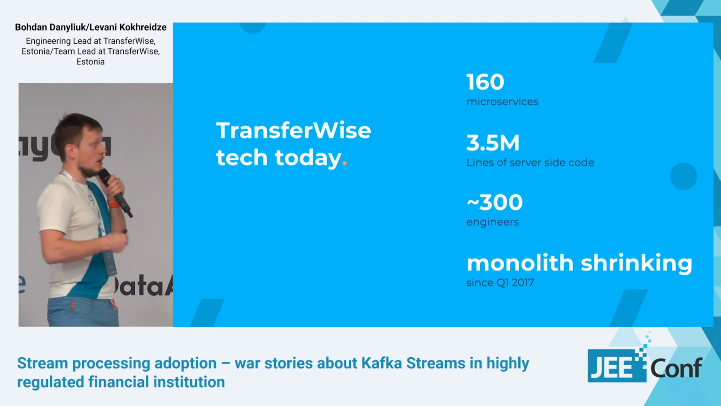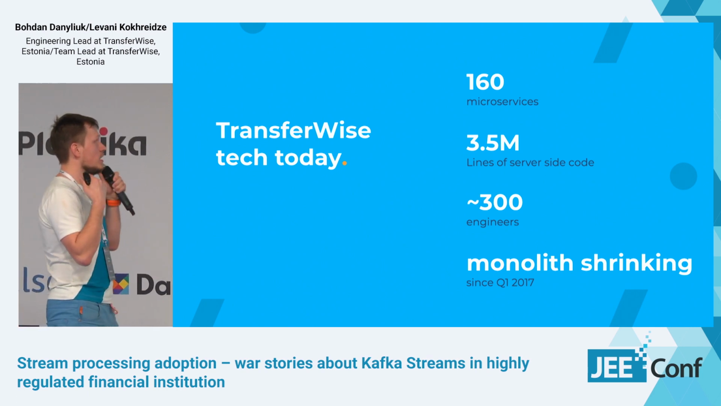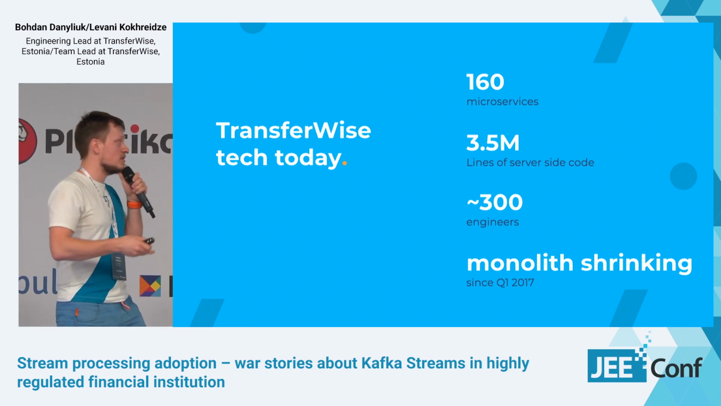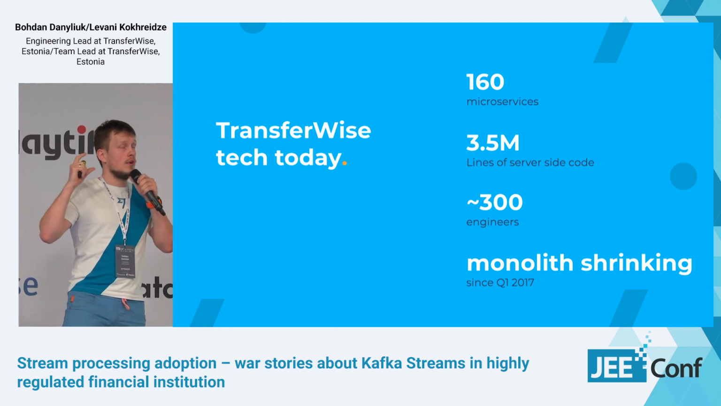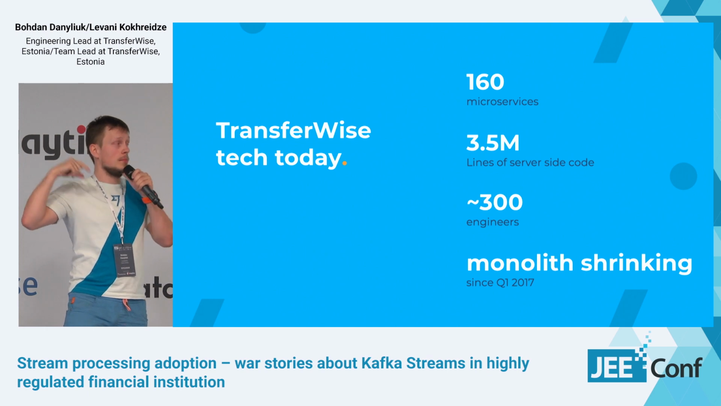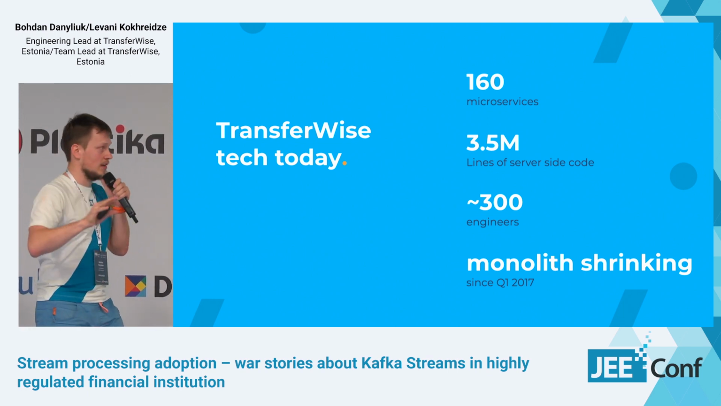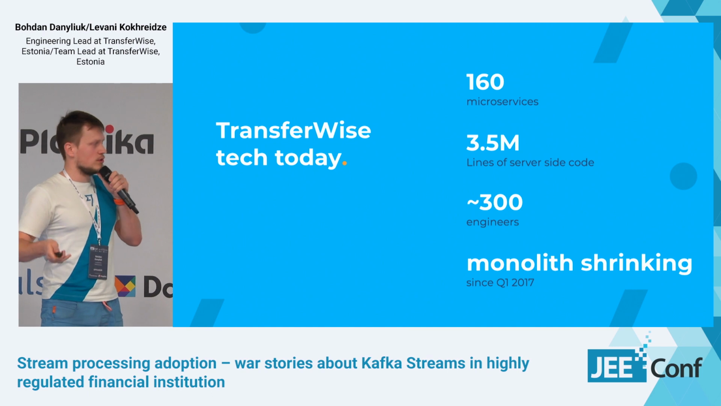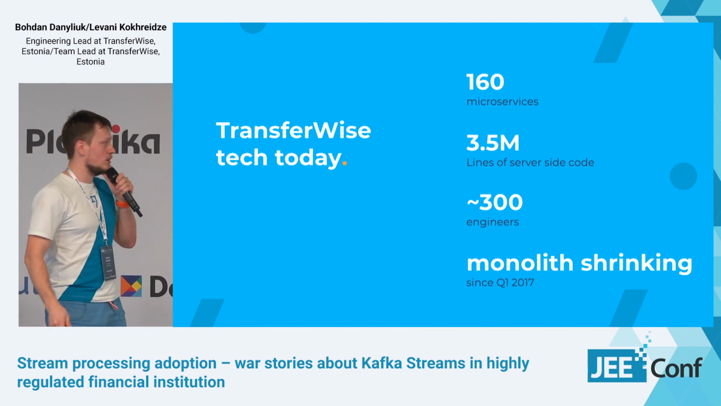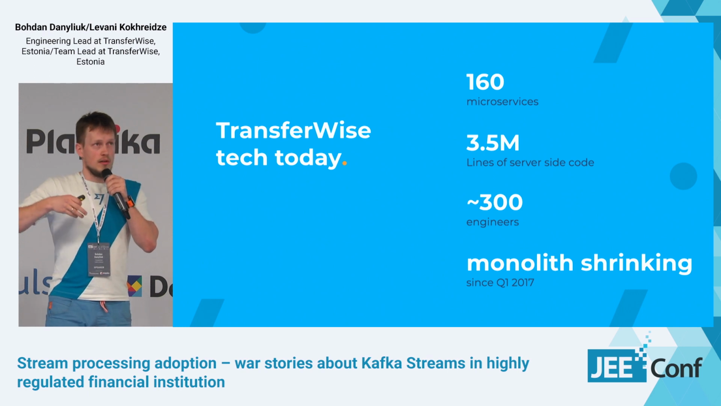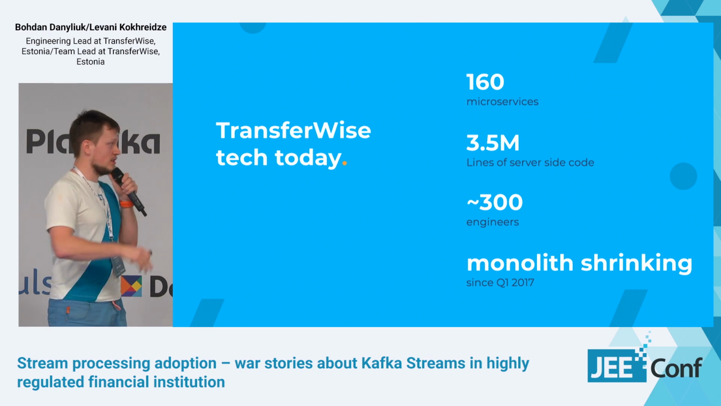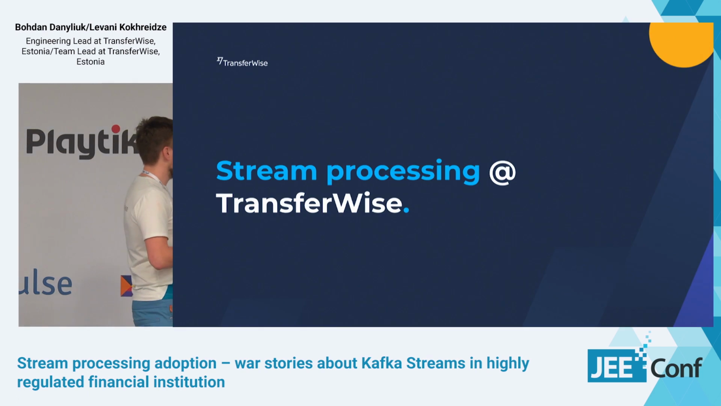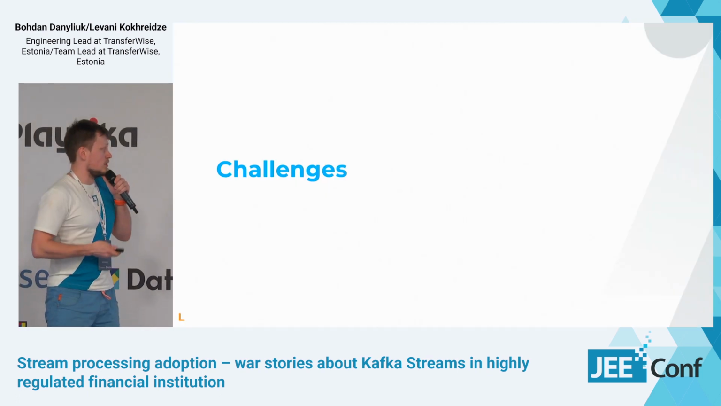From the technical perspective, we work in a microservice-oriented architecture environment. We have 160 microservices, and the cumulative total of lines of code on the backend is 3.5 million, only the backend without all the client sides, with around 300 engineers. You may have heard presentations from us about how we were modularizing and killing our monolith. I can say that we did it. We slayed the monolith. It's still with us, but it's been shrinking since Q1 of 2017, which is a very important milestone. And today we will talk about stream processing.